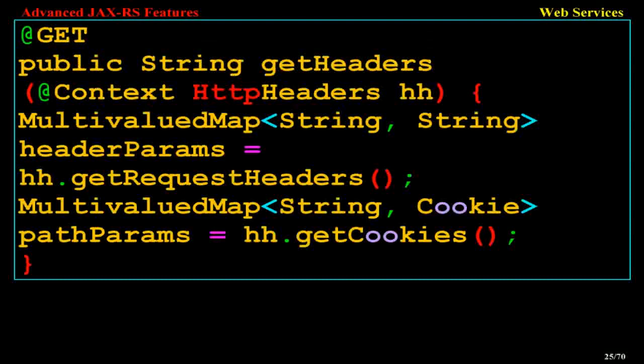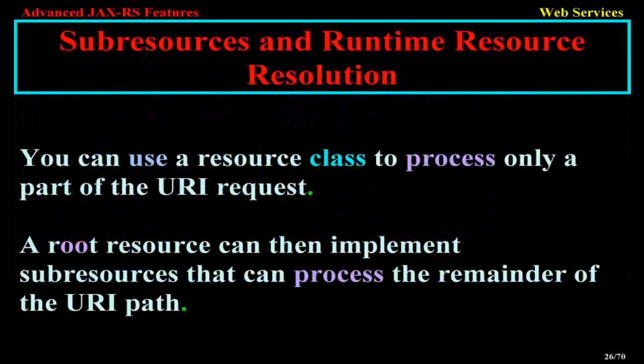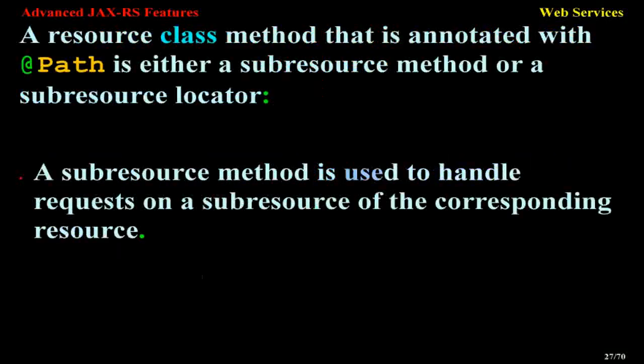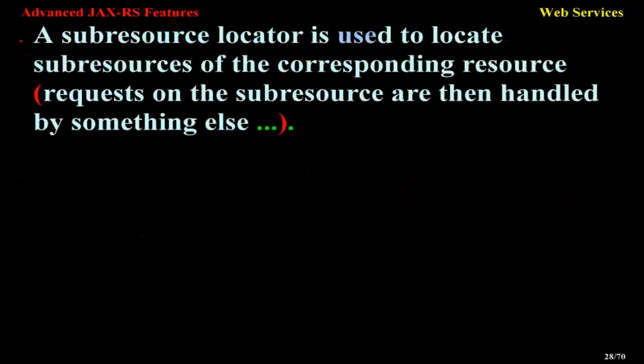Subresources and runtime resource resolution. You can use a resource class to process only a part of the URI request. A root resource can then implement subresources that can process the remainder of the URI path. A resource class method that is annotated with @Path is either a subresource method or a subresource locator. A subresource method is used to handle requests on a subresource of the corresponding resource. A subresource locator is used to locate subresources of the corresponding resource. Requests on the subresource are then handled by something else.